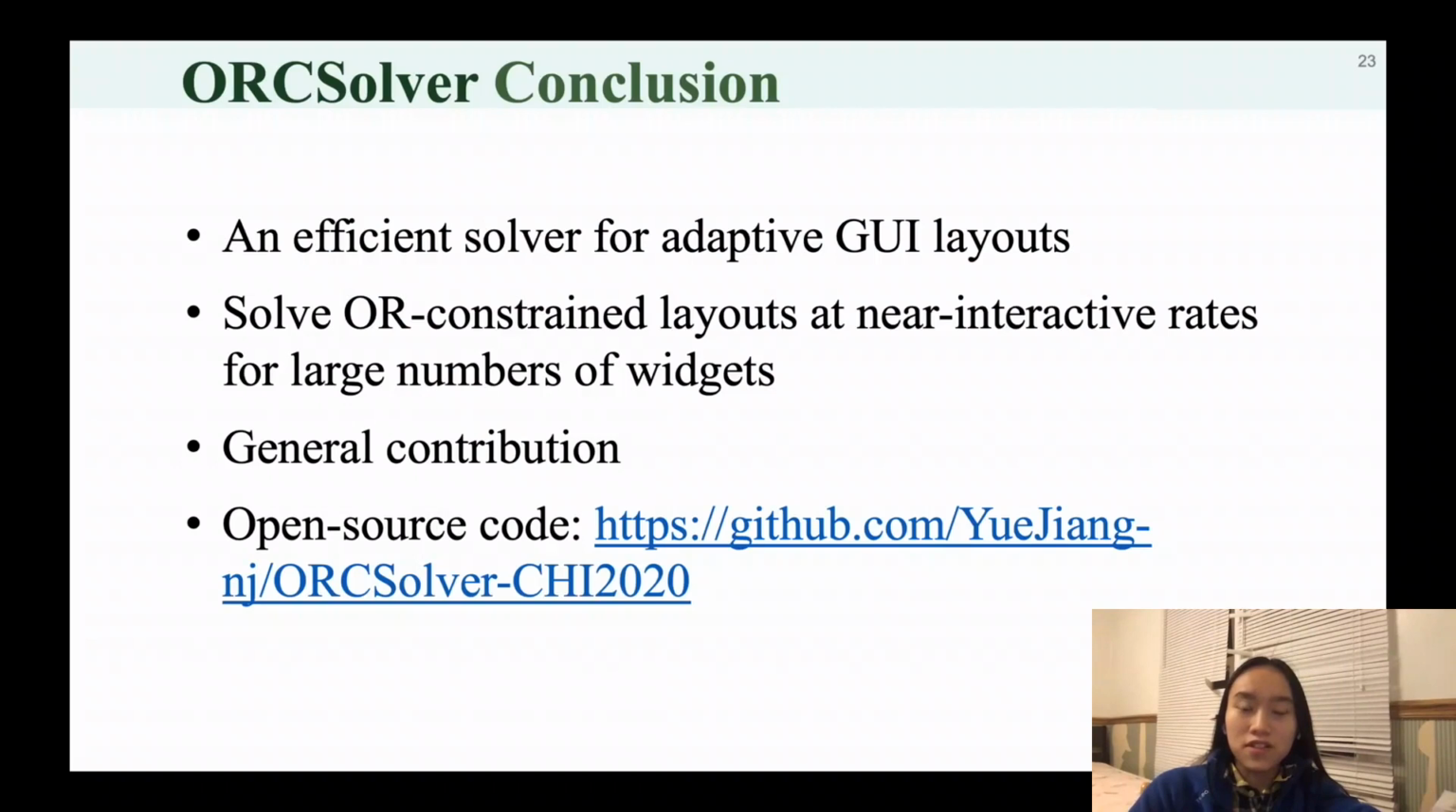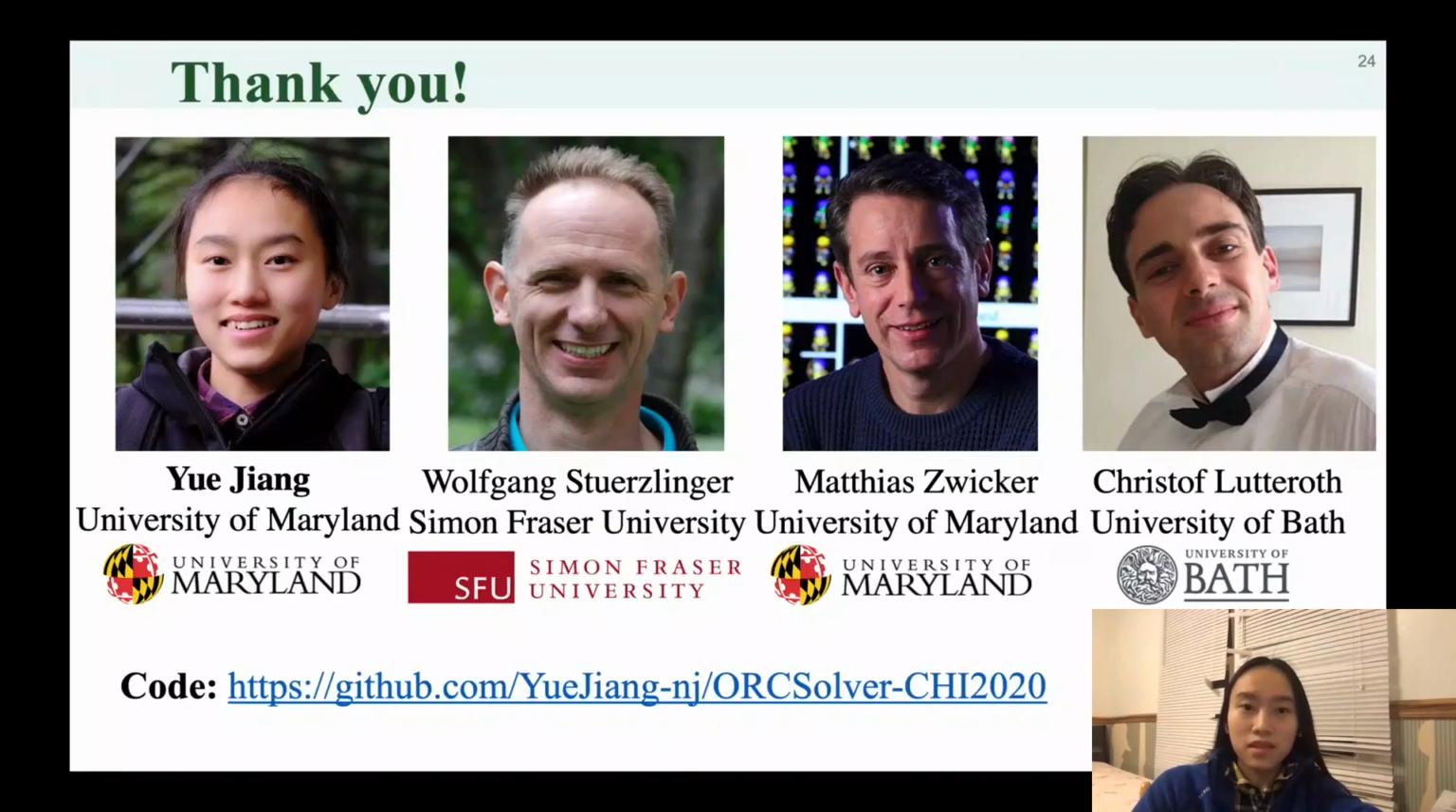In conclusion, ORCSolver is an efficient solver for adaptive GUI layouts, integrating branch and bound, greedy optimization, and quadratic programming. It overcomes the main performance bottleneck for using all constraint layouts, and solves org layouts efficiently at near interactive rates, even for large numbers of widgets. ORCSolver can be used for any layout that can be represented with linear constraints or flows, which includes almost all commonly used layout models and document layout patterns. So our ORCSolver is a general contribution, and open source code is available online.